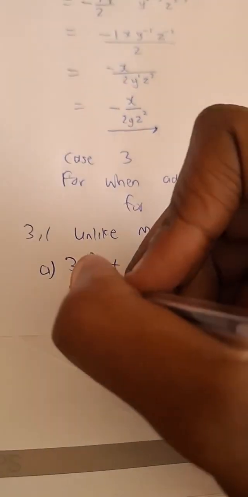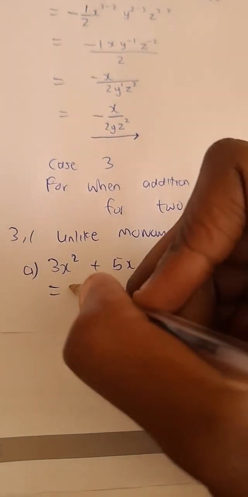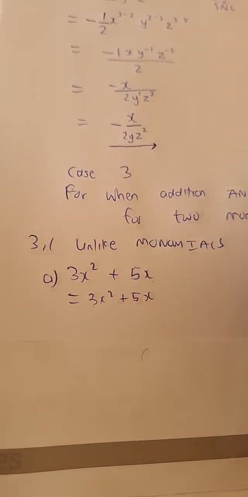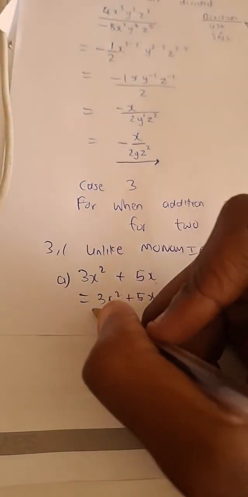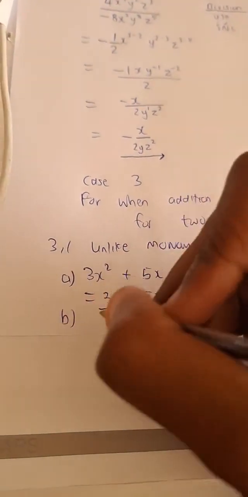No, of course. So if they are not the same, for addition, what is the answer? The answer is simply 3x squared plus 5x. We cannot add unlike terms. Let's look at B.